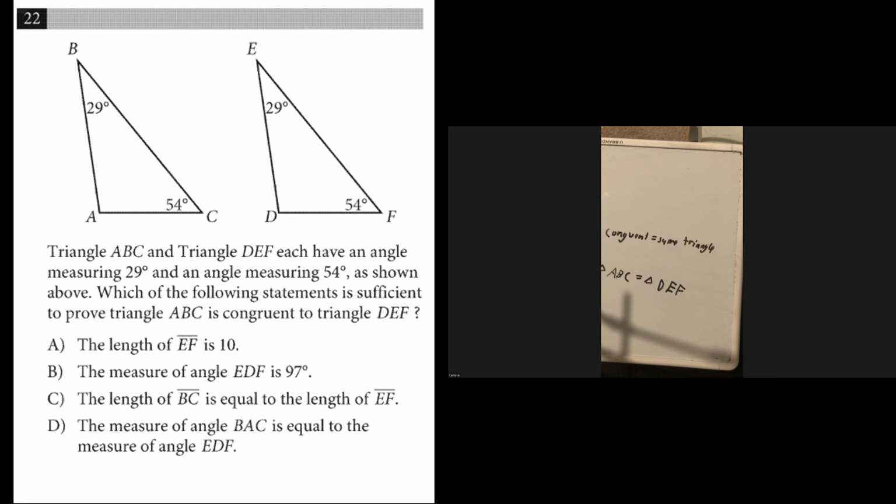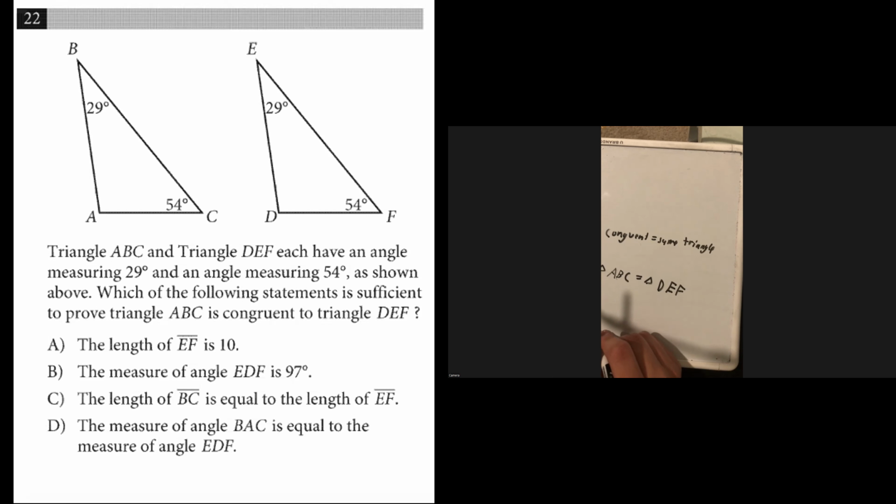getting the angle of the last side doesn't matter because we know that the angles inside of a triangle have to add up to 180. So 54 plus 29 plus the last angle has to equal 180, and the same thing for the other one. So we know that all the angles are the same. So we don't need to know that angle.